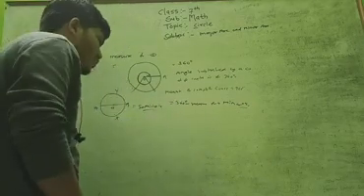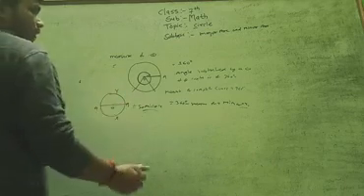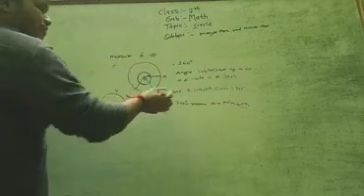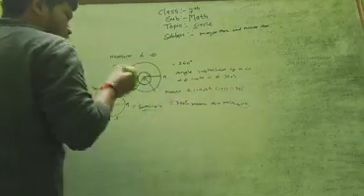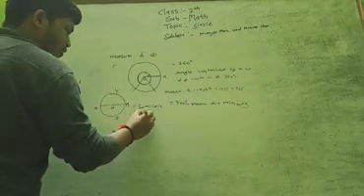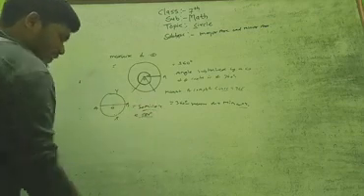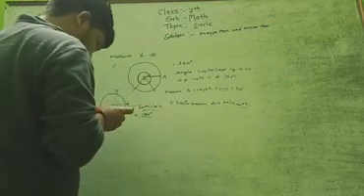Now what is the measure of a semicircle? As we know, the angle subtended at the center by the circle is 360 degrees, meaning the measure of a complete circle is 360 degrees. So the measure of the semicircle is automatically 180 degrees, because half of 360 degrees is 180 degrees.